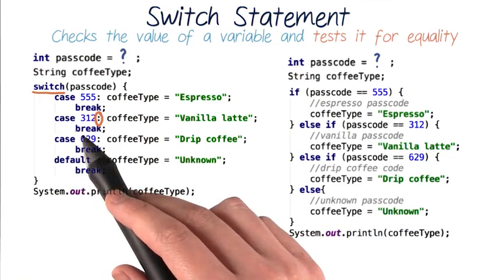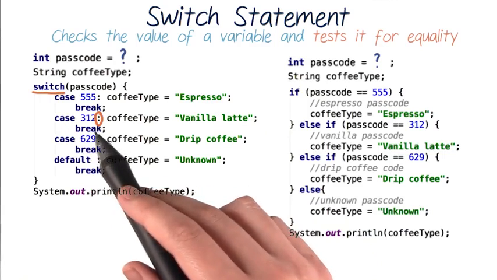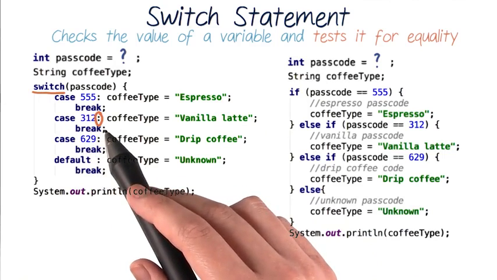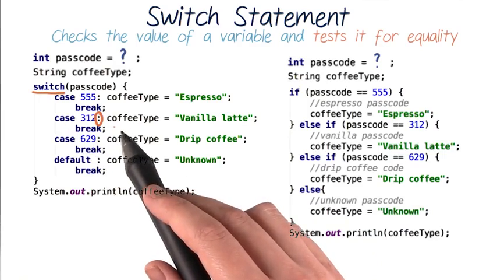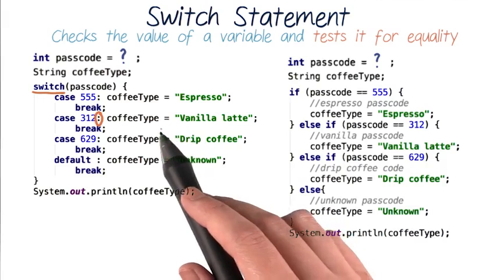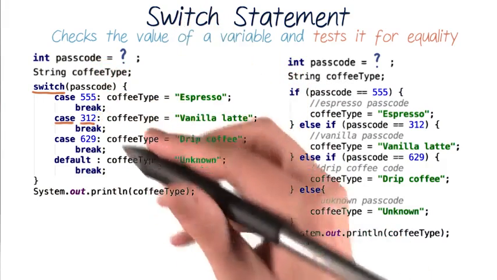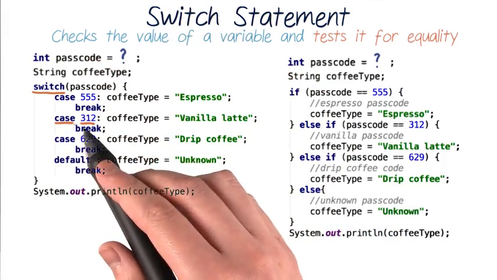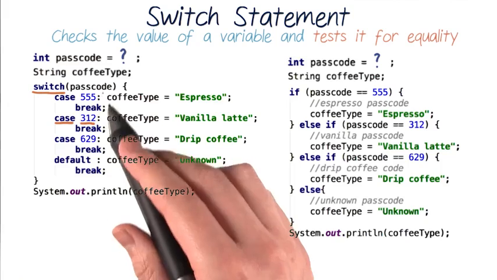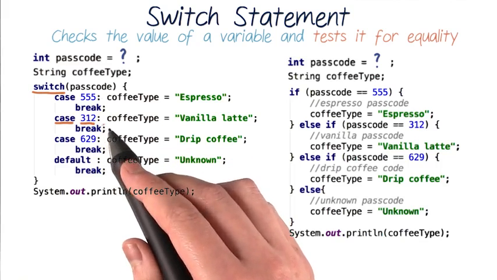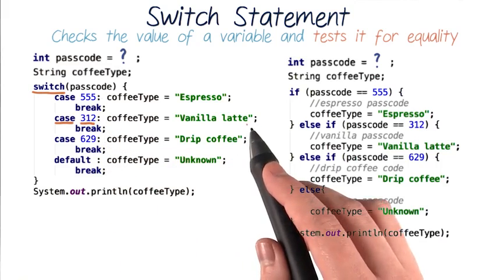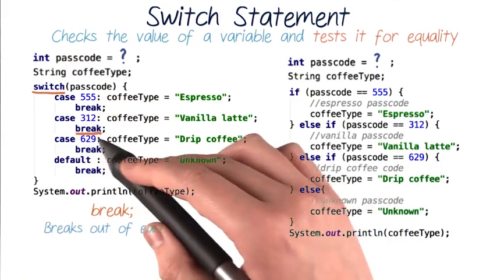Notice that after each case is defined, like case 312, we write a colon, not a semicolon, and then the instructions we want our program to execute, which is to give a certain value to our coffee type string. And this is the format for all our cases. The word case, the specific value we want to check for equality, a colon, and then the code we want to execute. After each case is this word break.